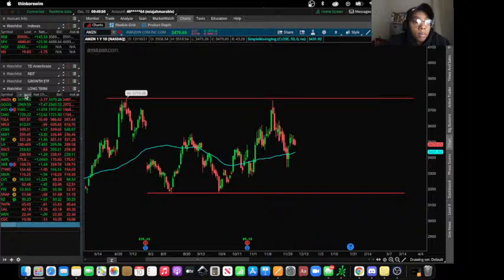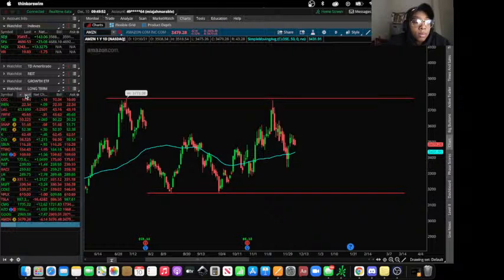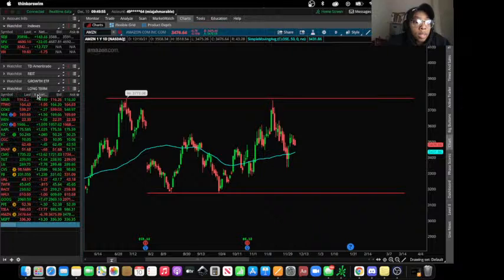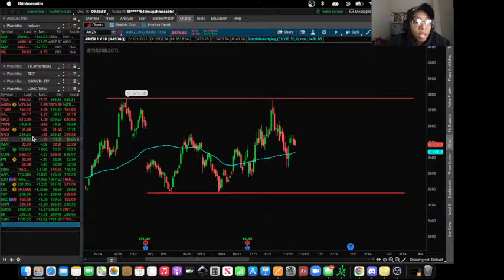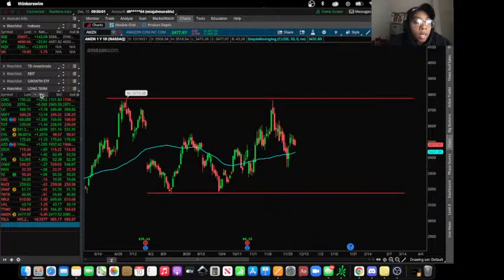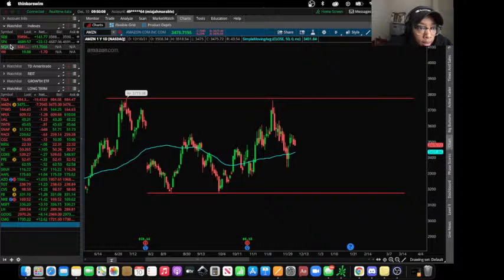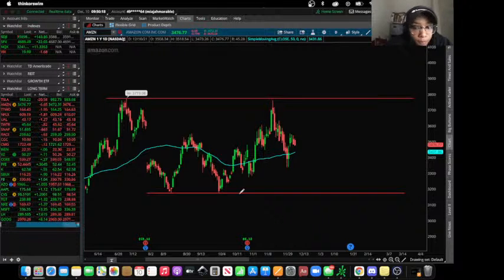Let's see. I like to set it so it can be split, showing what's down for the day and what's up for the day. And then up here I have my indexes. I have the Dow, the S&P 500, the NASDAQ, and then I have the VIX. So take a look at Amazon.